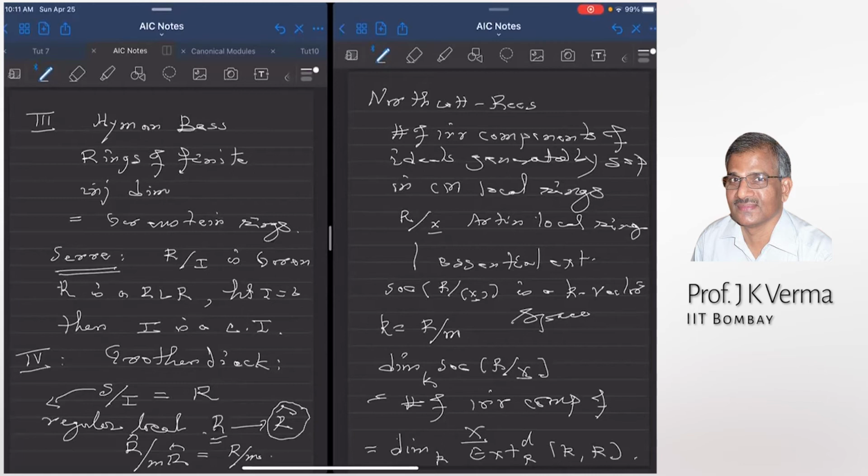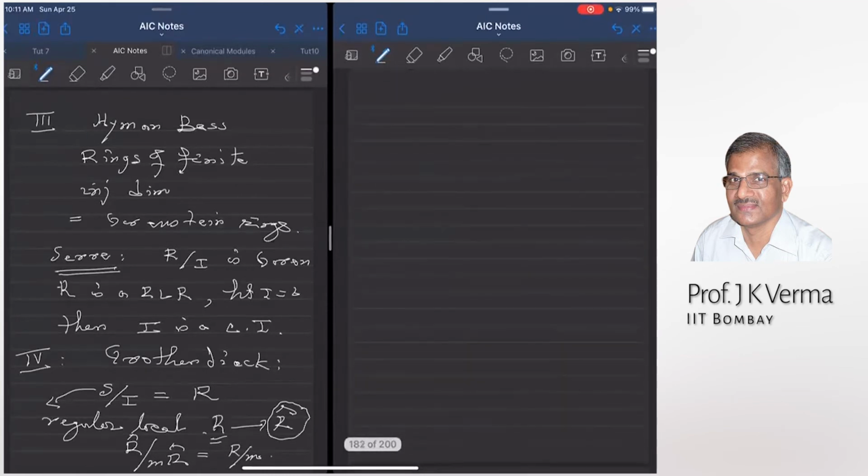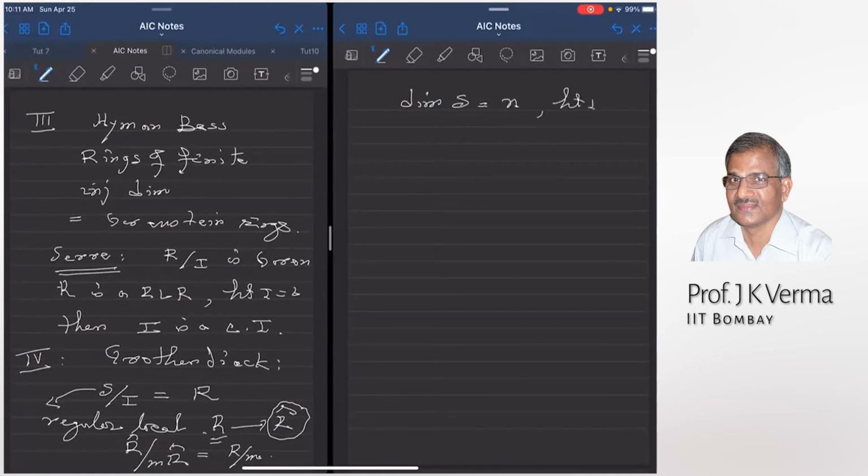And by the Cohen structure theorem, whose proof we will see, complete local rings are homomorphic images of regular local rings. So to test the Gorenstein property, we might as well write the ring as a quotient of a regular local ring. Suppose that the dimension of S is equal to n and the height of I is equal to h, and R equal to S mod I is Cohen-Macaulay.